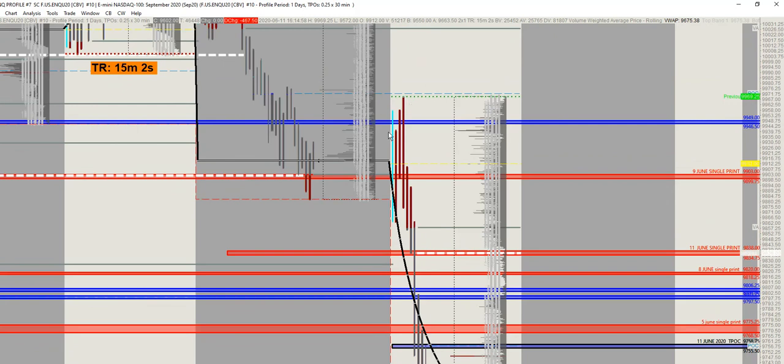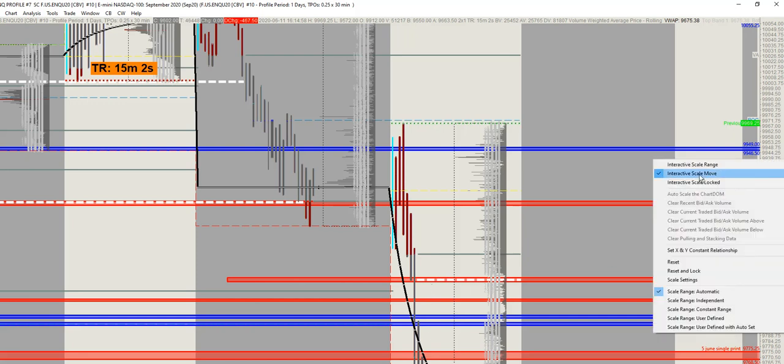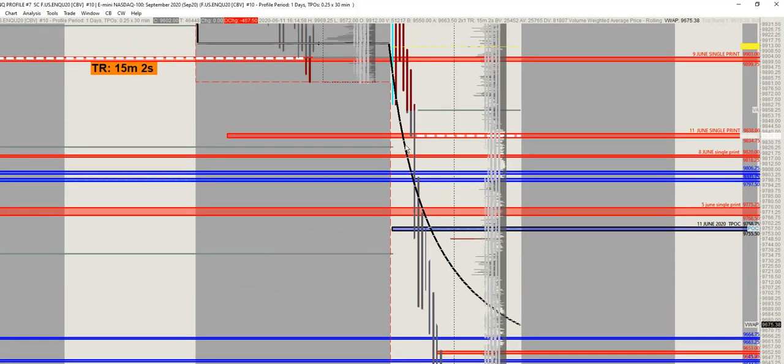So all this was a nice little move up. I actually made decent plays in this one. I shorted and went long, decent plays. Initial balance, small break of the initial balance here, and then it flushed basically. Once we had this single print, I think that single print should have just told us that this was going to be a really disastrous day.